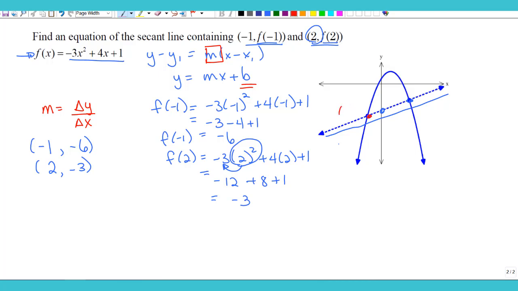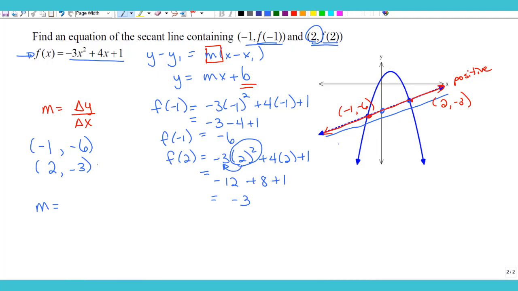So I'm looking at this graph. This is negative 1, negative 6, and this point is 2, negative 3. Before I find the slope, I just look at this picture and I know that this secant line graph is tilted upward. So I know I should have a positive slope when I find my slope, just as a double check.